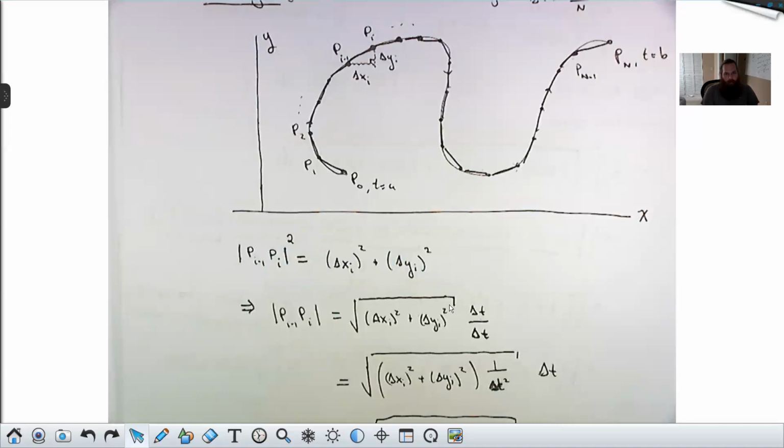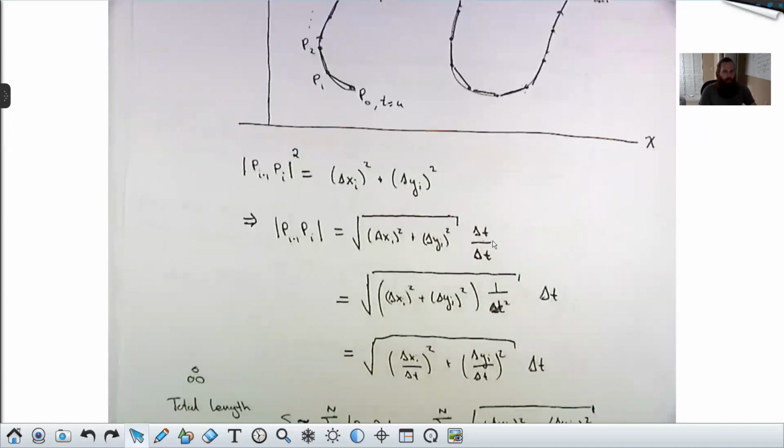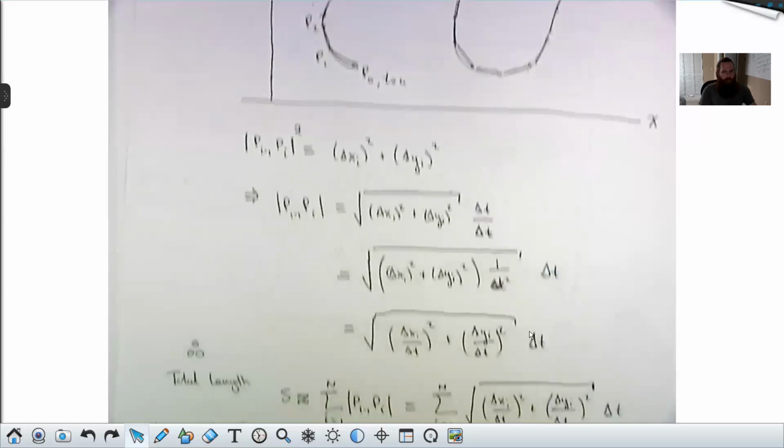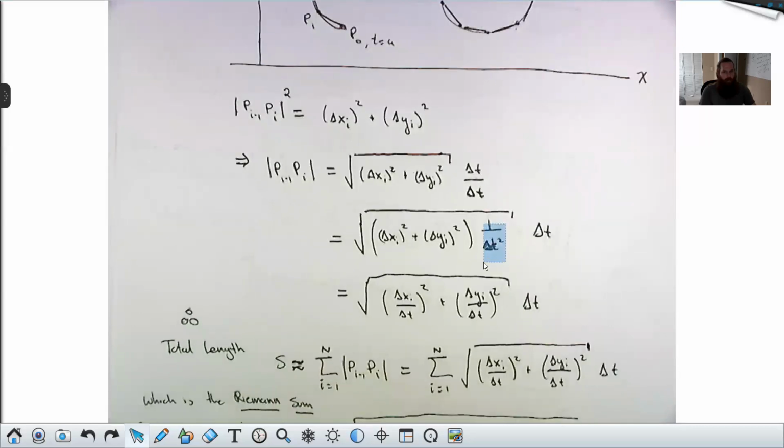So I take square roots on both sides, and then I multiply by delta t over delta t. The delta t from the bottom, I shove into the square root as delta t squared. The delta t from the top stays outside. And then I distribute this 1 over delta t squared over these, and I get this. So you're going to want to watch this slow or pause, take your time, write your notes. That's the length from Pi minus 1 to Pi.